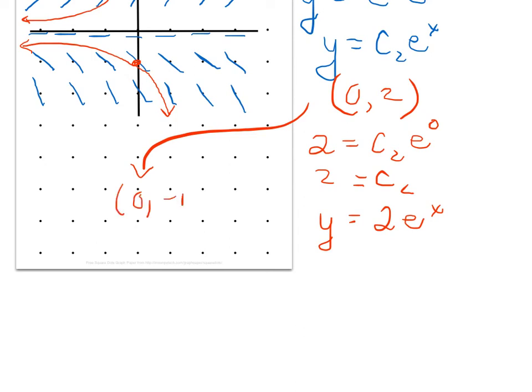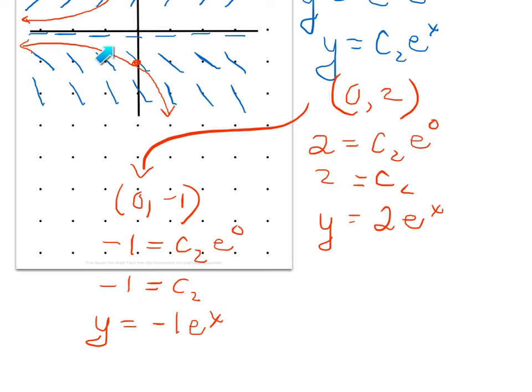When I put 0, negative 1 back into this equation, I get negative 1 equals C2 e to the 0. So C2 is negative 1, and y equals negative 1 e to the x. And that is precisely the equation for this curve.